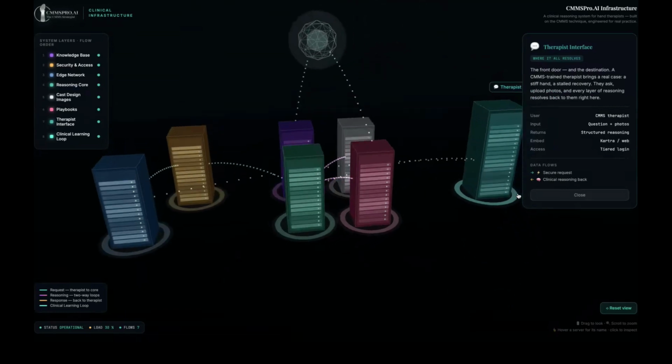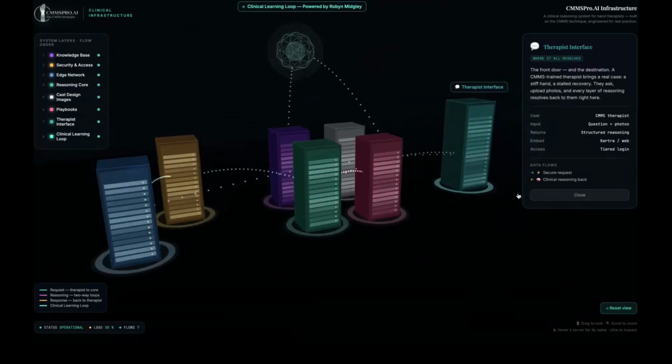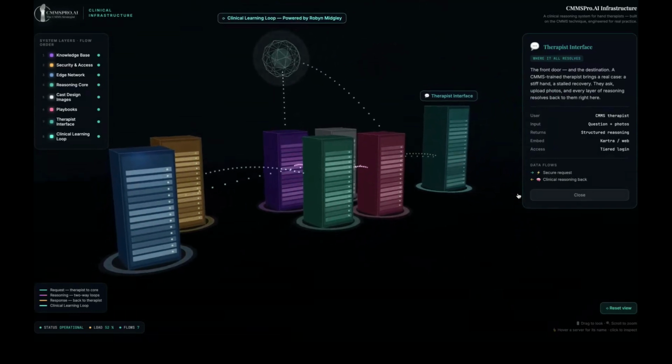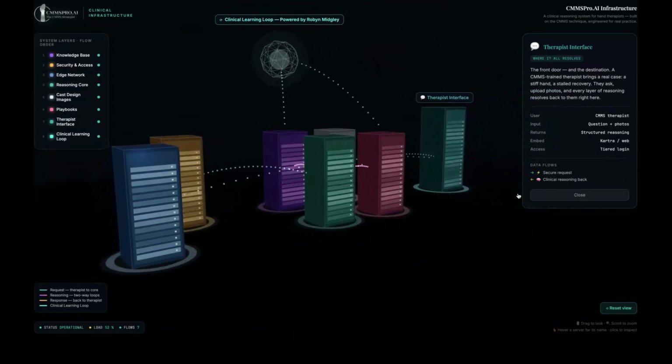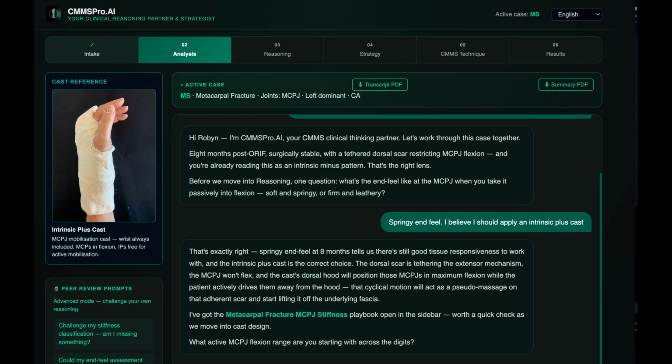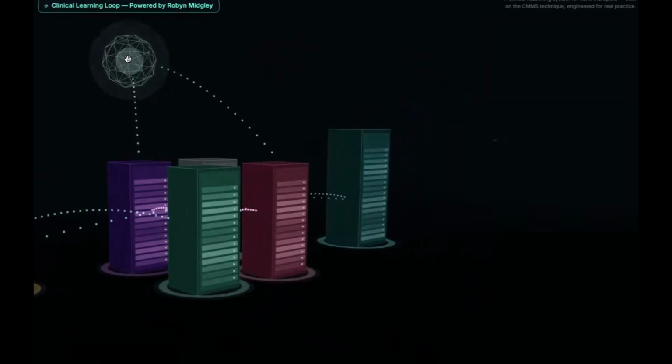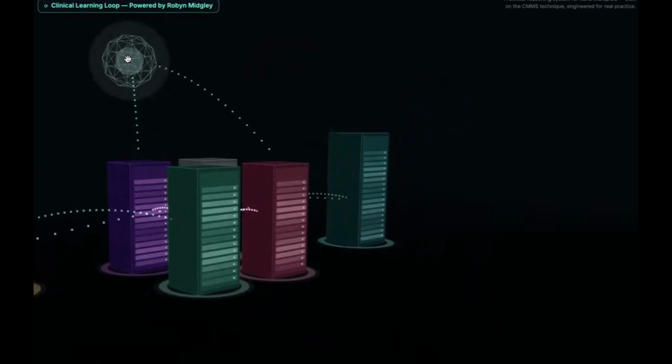This is where structured clinical reasoning lands with the therapist who asked the question. So everything is ultimately directed back towards the front door it came from, which is the therapist interface. Above the infrastructure sits the clinical reasoning loop, and this is the part that's deliberately clinician-led.